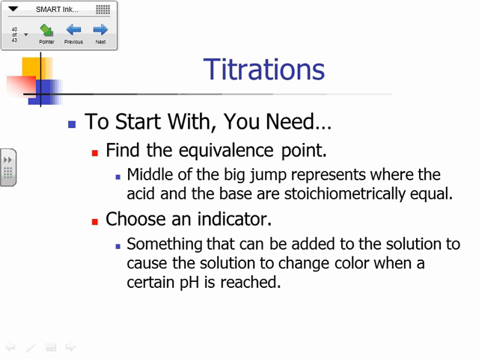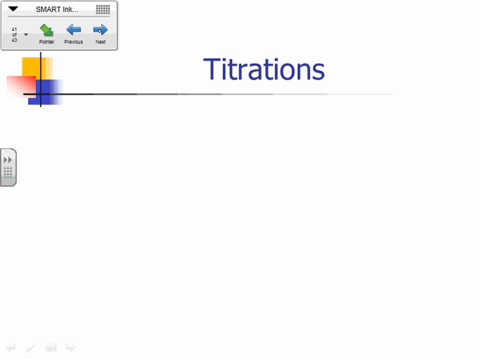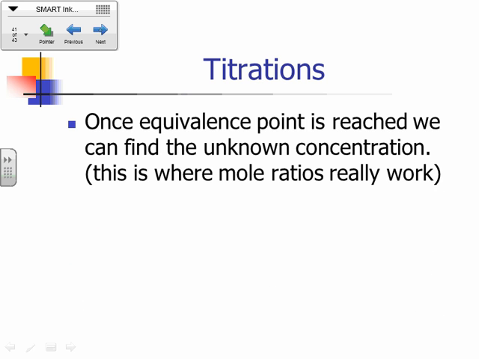All right, then we have to choose an indicator. An indicator is something that can be added to the solution to cause it to change color when a certain pH is reached. The indicator we're going to use in here is phenolphthalein. I'm not sure if it says that on here. You do not need to know how to spell phenolphthalein. It's the weirdest word in the world.